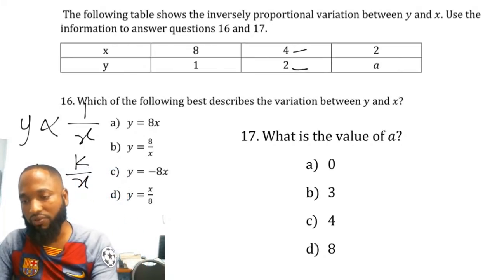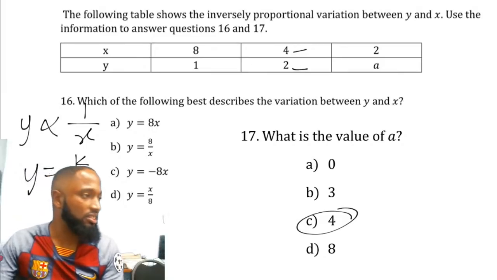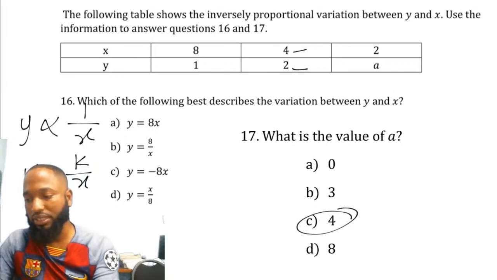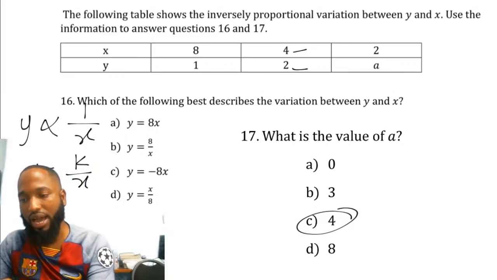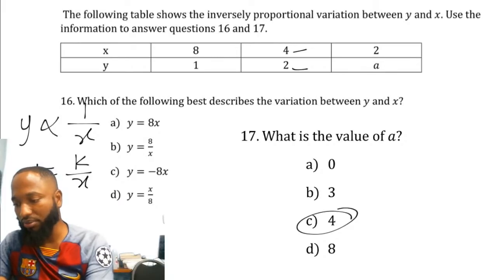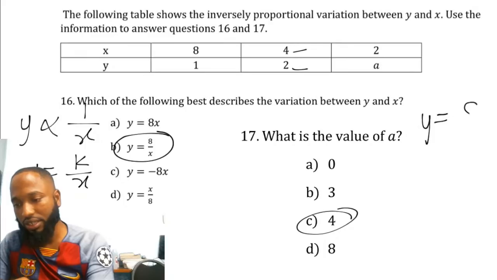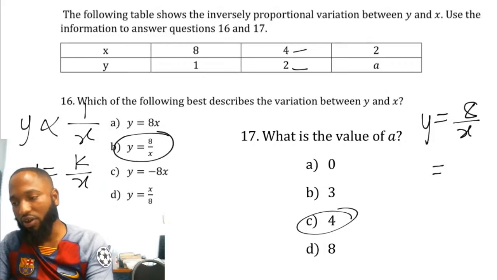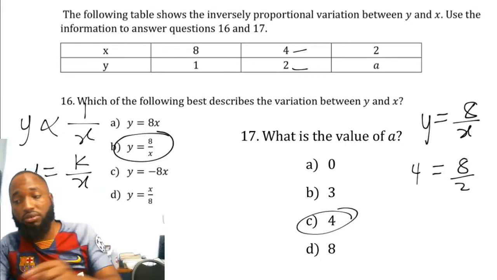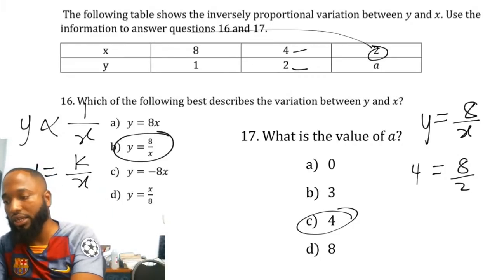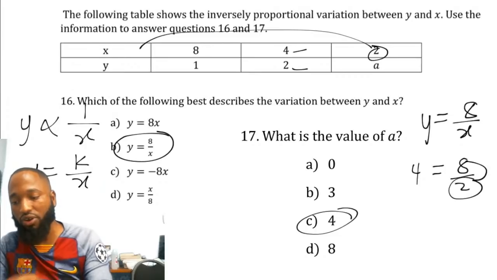17 is C. What is the value of A? Yes, it is C. Because if you put it in this situation which we had, we got y is equal to 8 over x. And we're trying to figure out what the value of y is. So 8 divided by 2 had to be 4, right? Because you're putting this 2 here, because 2 is x. You put in the 2 there and you just figure out the y.